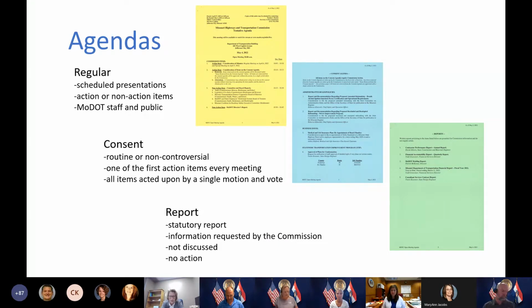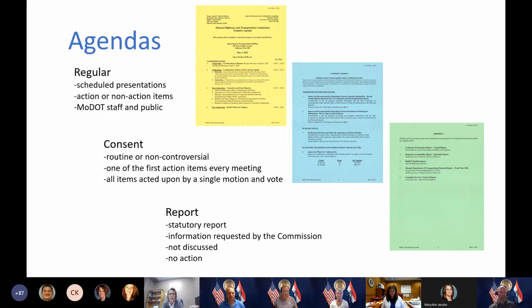At the beginning of the open meeting, the chair will give the members an opportunity to remove any item from the consent agenda for discussion during the open meeting. Those items not removed will be acted on in a single motion and vote, which has to be unanimous.